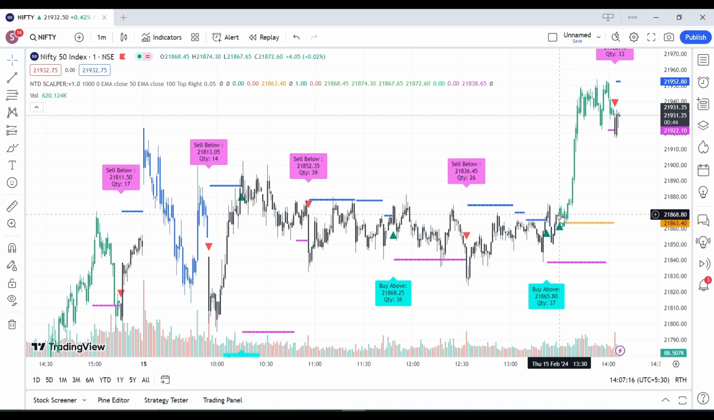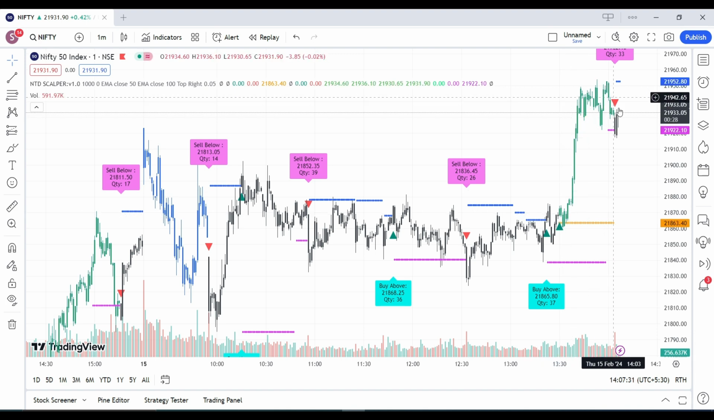You created your entry in Nifty at around 21,868, and from there, because a downward trend had started and a black candle came, you exited at 21,932. So a nice entry point you got in Nifty also. So this is how you can create an entry.